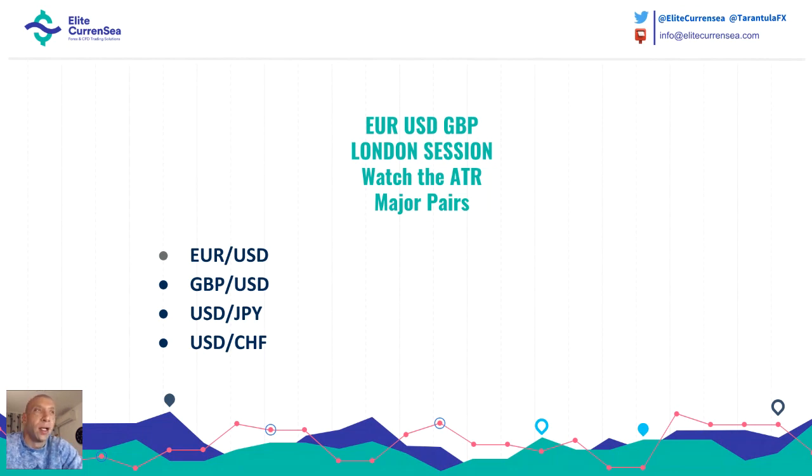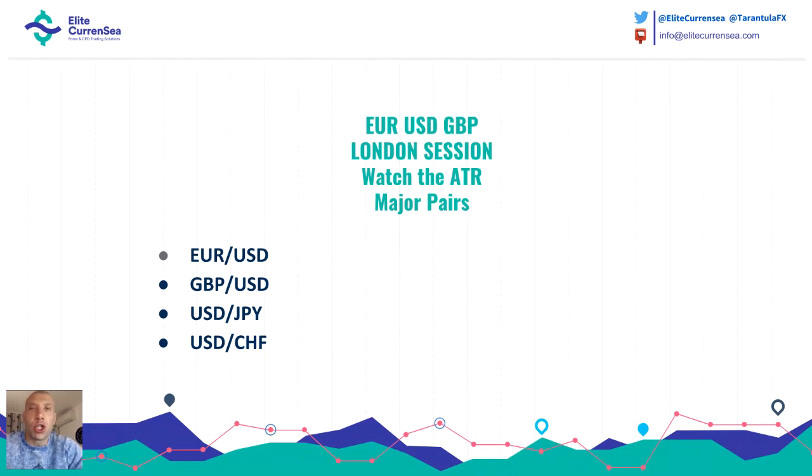So during London session, focus on major pairs, guys, especially if you are a newbie trader, a novice trader. Try to focus on euro dollar, pound dollar, dollar yen, dollar Swissy. Those are pairs that you should be watching during London session. Of course, for more experienced traders, there will be trading opportunities on minor crosses such as euro CAD or euro GBP. But these pairs are very good for London session.